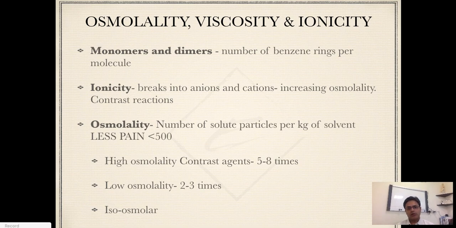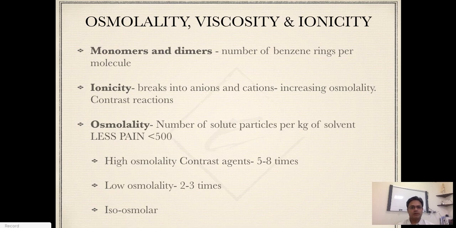Now, osmolality, as we all know, is the number of solute particles per kg of solvent. And the contrast agents can have high osmolality, which is graded as something like 5 to 8 times that of plasma, or they can be iso-osmolar, which is a similar range as plasma, or they can be low osmolality, which is up to 2 to 3 times the plasma osmolality. The higher the osmolality of the contrast agent we are using, the more the chances of pain when we are injecting that agent.